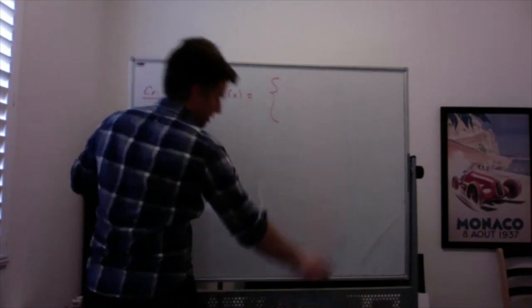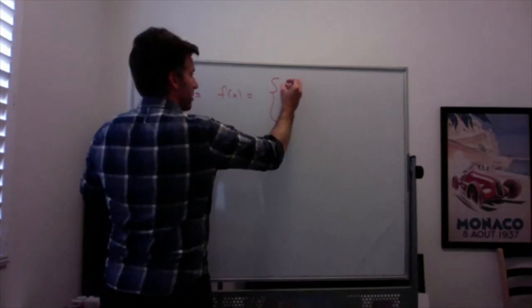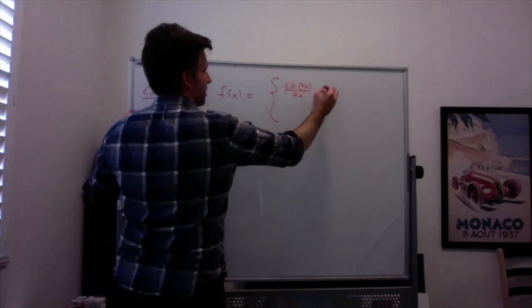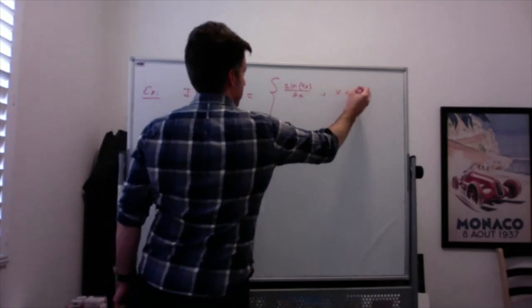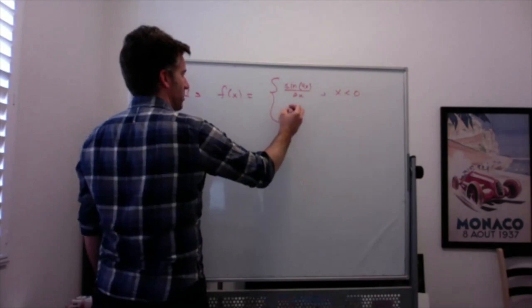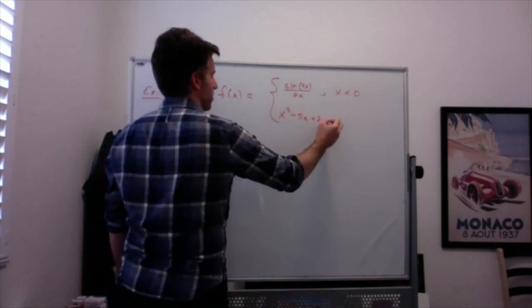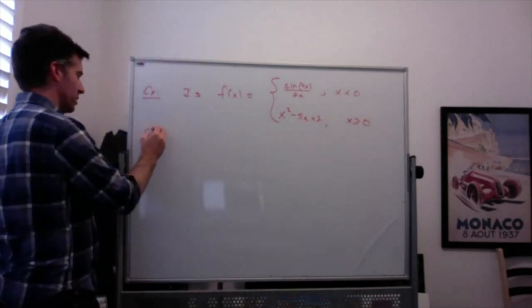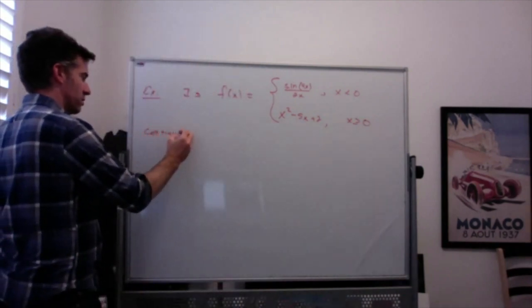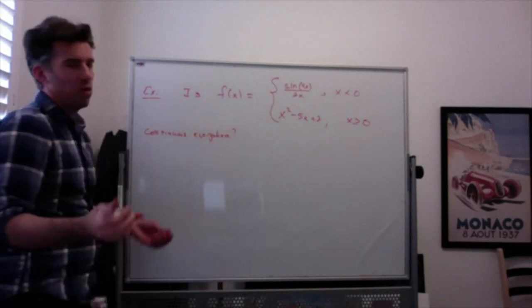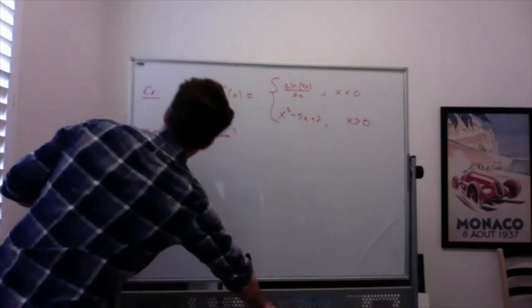f of x is equal to sine of 4x over 2x when x is less than 0, and it is equal to x squared minus 5x plus 2 when x is greater than or equal to 0. Is this function continuous everywhere? Or really, we would just ask, is it continuous?